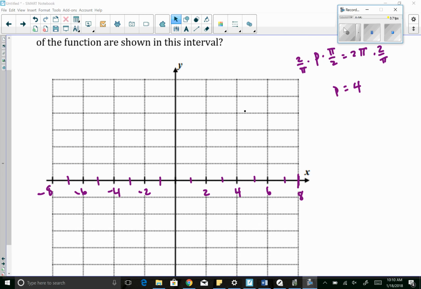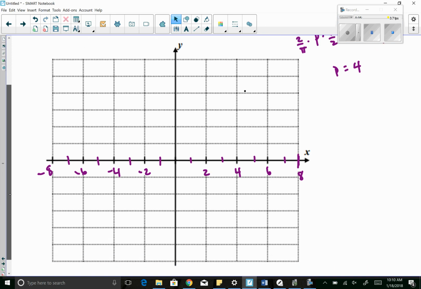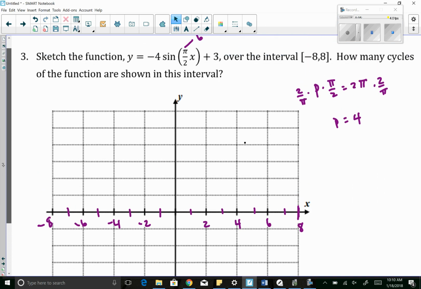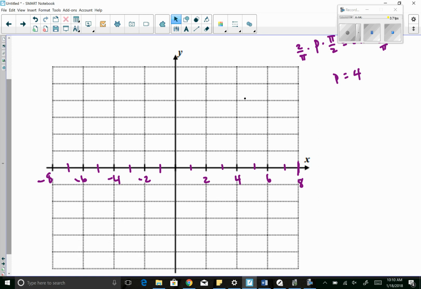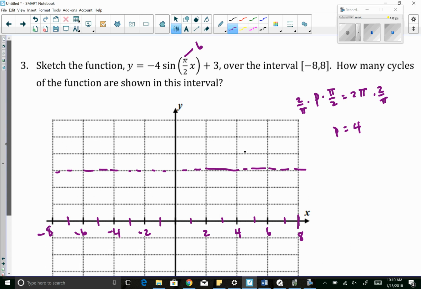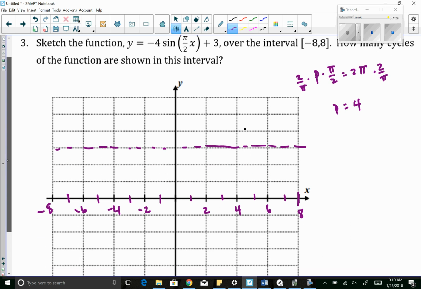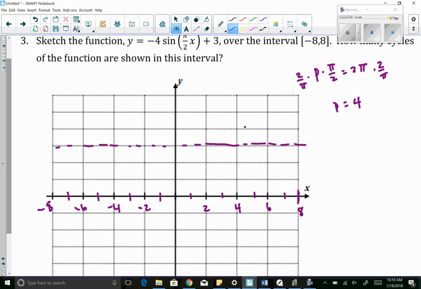Right, so back at it here. If we are looking at this graph, I see that the midline is 3, so I'm going to draw in the midline at 3. It also tells us that it's going up or down 4. Now, if I want to go up or down 4, that's going to take me off the screen, which is okay, but let's not do that.